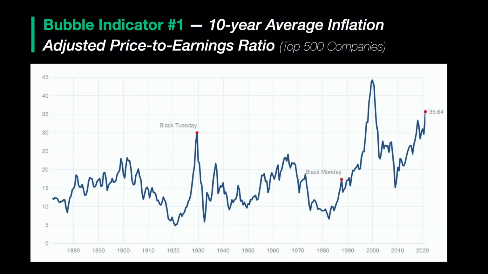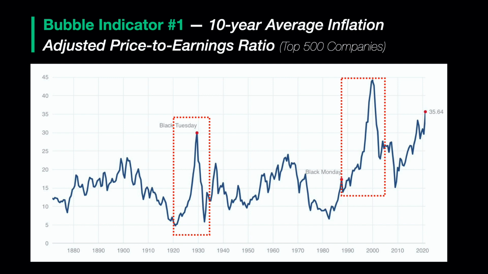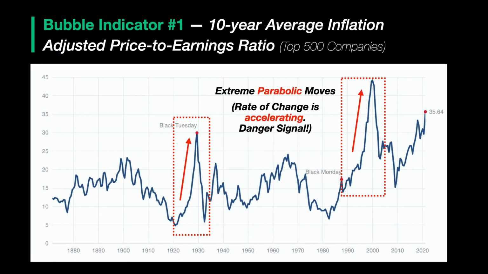This is the chart of the 10-year average inflation-adjusted price-to-earnings ratio of the top 5 companies over the past 150 years. You can easily tell the two bubbles in this chart, during the late 1920s to the early 1930s, and also during the late 1990s to 2000. We can see that the rate of change of the price-to-earnings ratio in those two periods had a massive parabolic move to the upside.